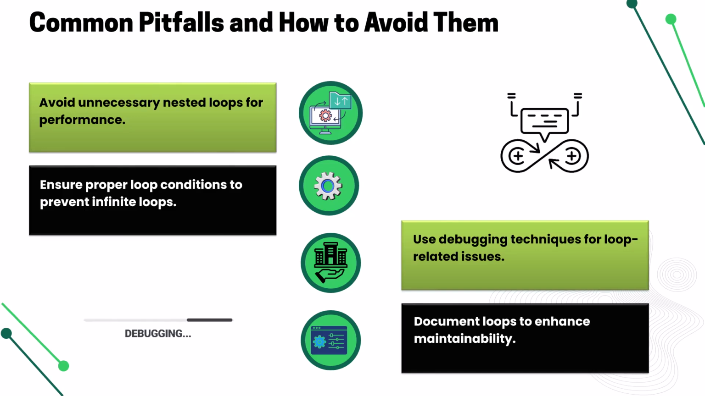Ever run a loop and wonder why your system crashed? Welcome to common pitfalls. Unnecessary nesting bogs down performance. Infinite loops make debugging a nightmare, and undocumented loops leave future developers scratching their heads. The fix: smart structuring, clear conditions, and proper debugging. Trust me, spending an extra minute organizing loops will save you hours of frustration.